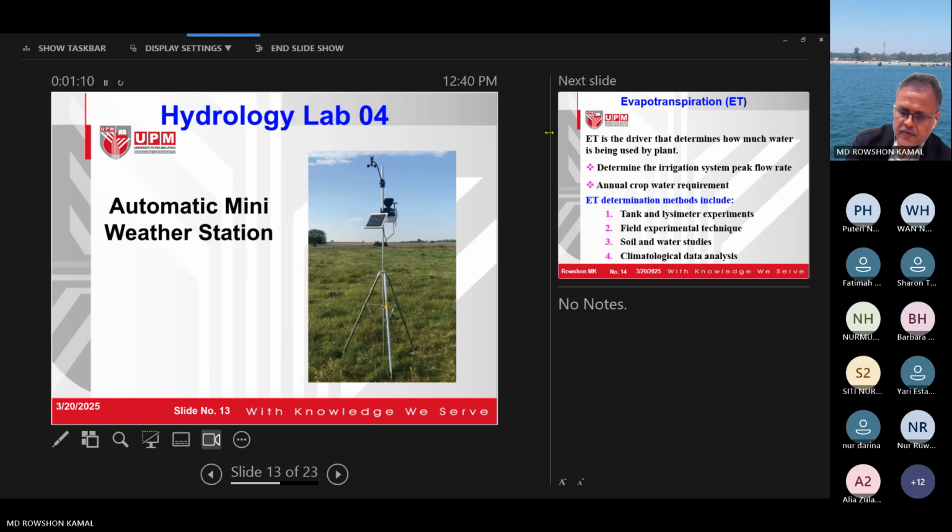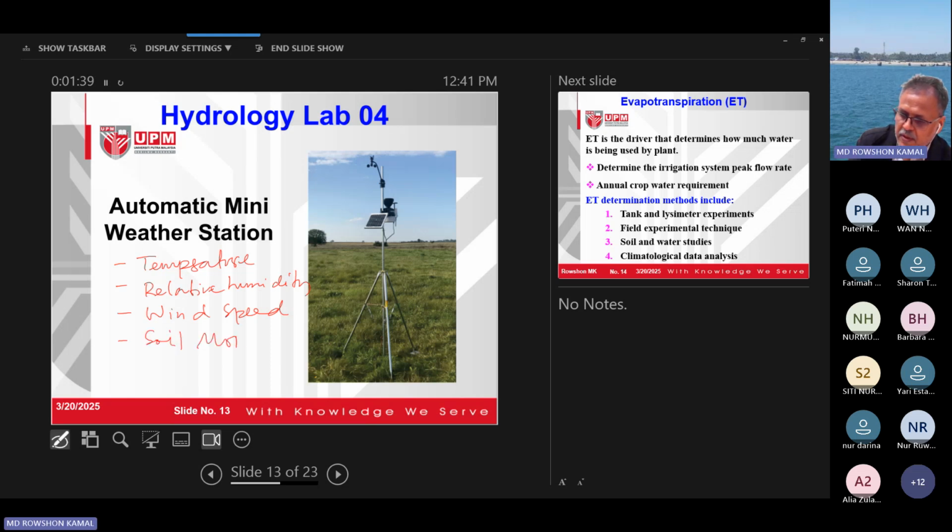One is temperature, then relative humidity, then it also collects wind speed, then wind direction also. Even this one, you have a channel where you can measure the soil moisture, meaning the TDR, time domain reflectometer, soil moisture. You can put the soil moisture probe here, then connect it here. So all of these things, and you can also measure the rainfall.